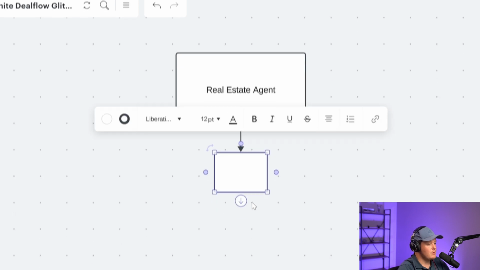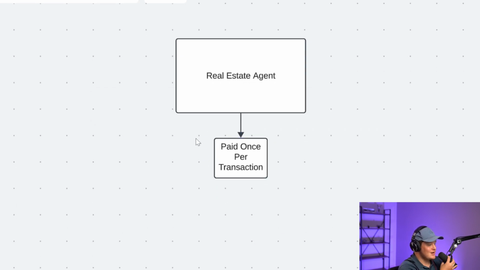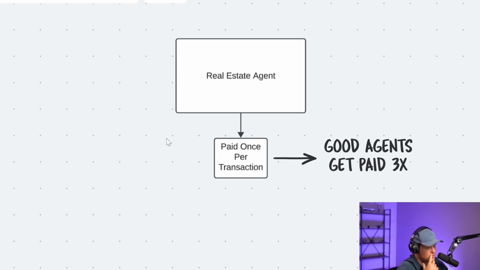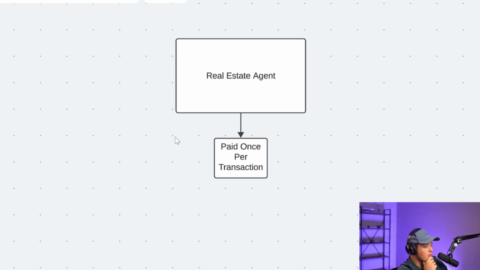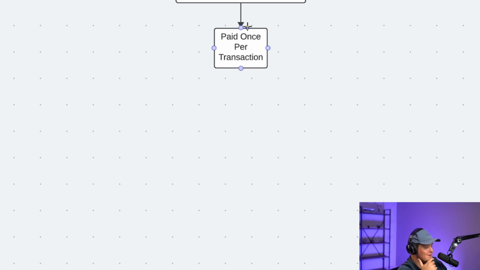For the real estate agent, most real estate agents are what? They're getting paid once per transaction. The reality is most real estate agents get paid once per transaction. The good ones get paid 2 to 3 times. And so what I've seen over and over again, and the people that I've worked with in our group, is how can you get paid multiple times per transaction? Get your revenue per transaction up as an agent.